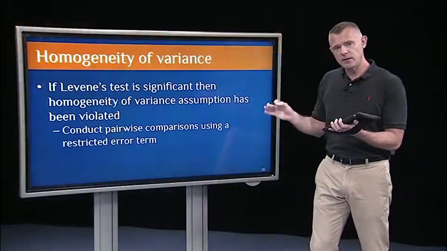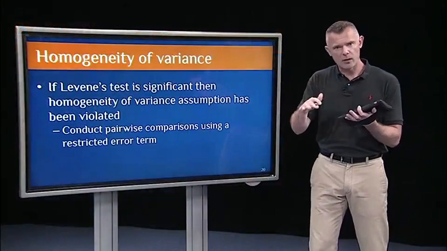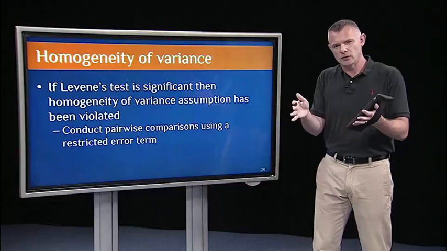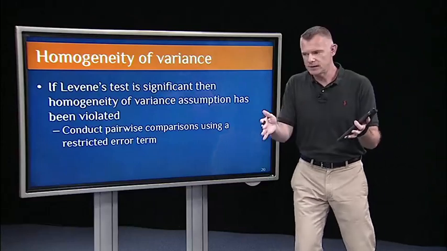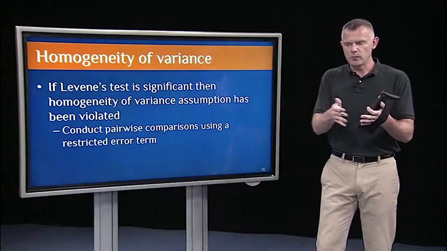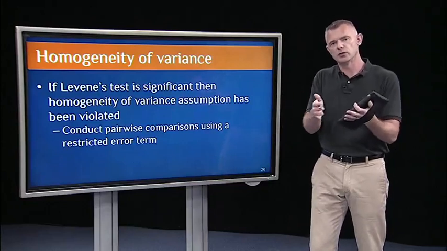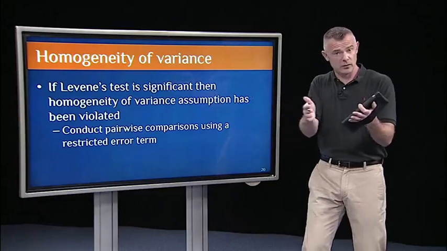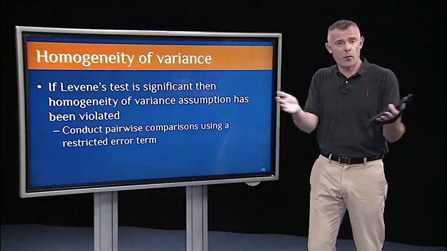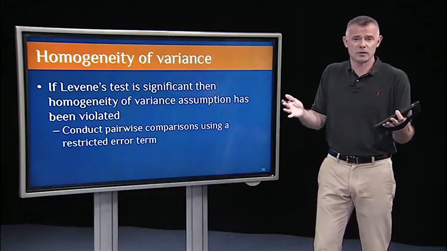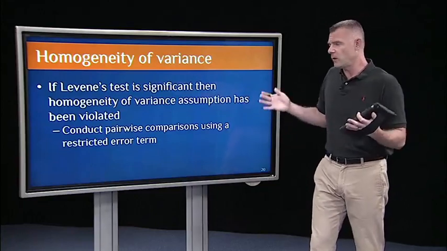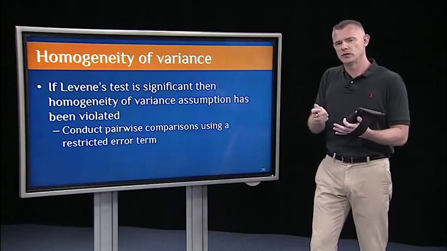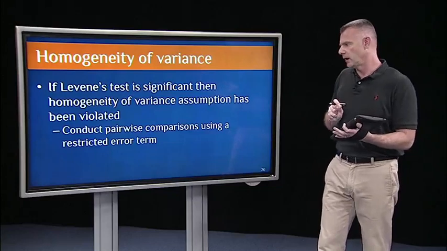If Levene's is significant, then we're just going to conduct pairwise comparisons with a restricted error term. What do I mean by restricted? Well, remember in the independent t-test, we pooled the standard deviations from two groups. Here we're pooling the standard deviations or the within groups variance from 4 groups in this example, or as many groups as we want. If we don't have homogeneity of variance, then that pooled term isn't valid. So we should use a more restricted error term.